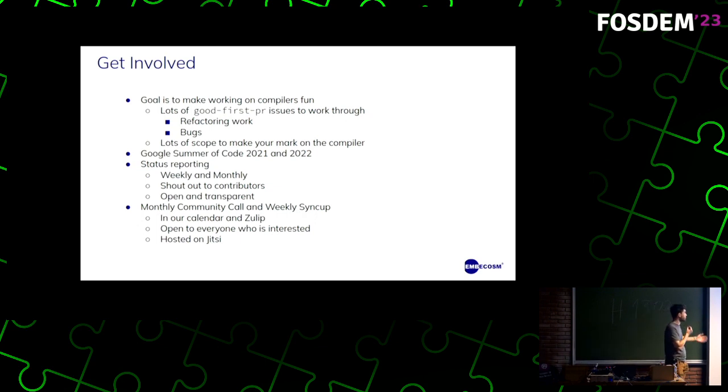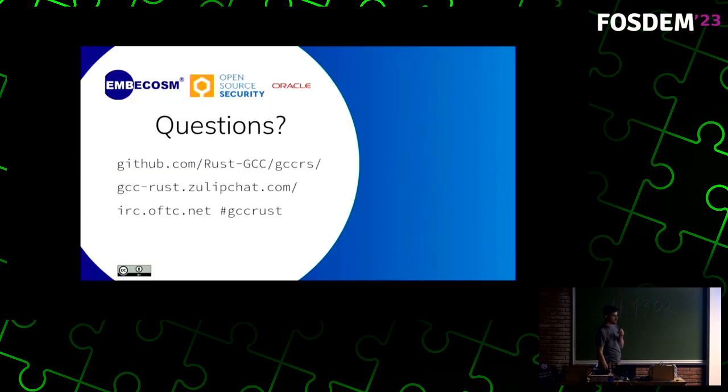We have Google Summer of Code. There's lots of stuff for you to work on. We got good first PR issues. If you're interested in compilers, come talk to us. We don't bite. We got reports every week. We shout out contributors. So if you do a pull request, we'll tell you about it. We'll tell people about it. We got monthly calls. Do you have any questions?